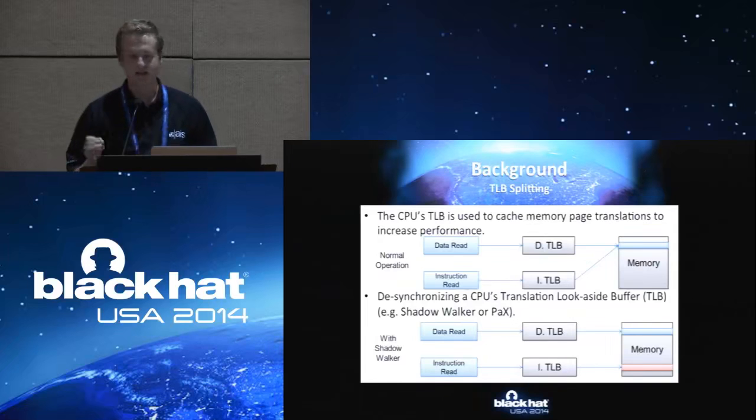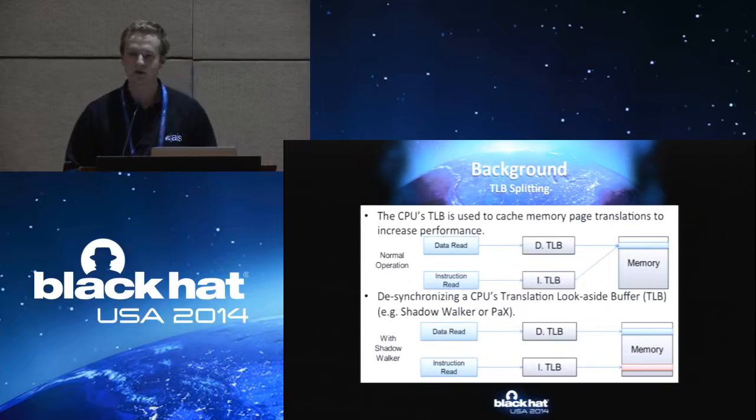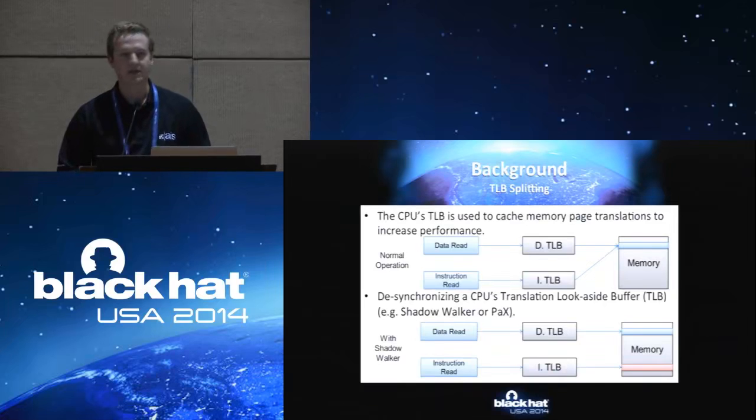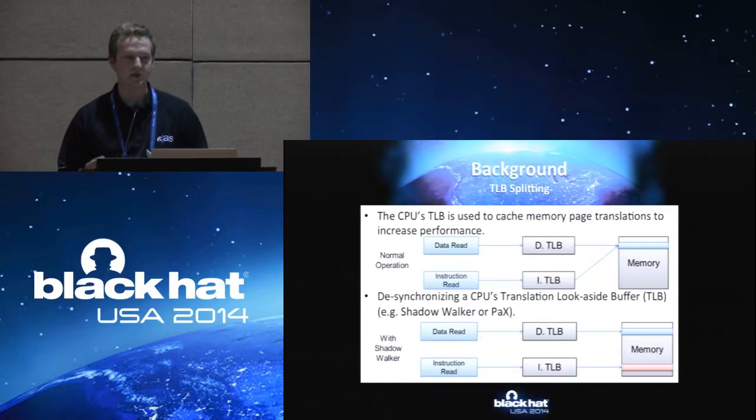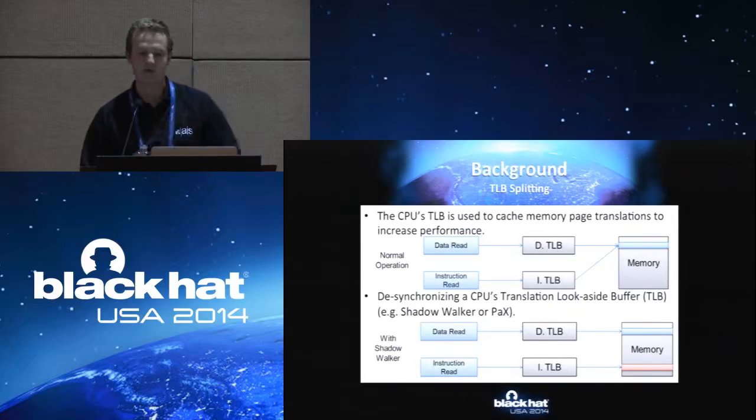What we're going to talk about today is desynchronizing or splitting the TLB. In Shadow Walker or PaX, you'll see in the second diagram that your data TLB will point to a different region of memory than your instruction TLB. This gets into more of a Harvard architecture. If you play with some embedded stuff, the AVR is a Harvard architecture. What might be at pointer 1000, if you read it as data, would be different than if you actually jump to it. And you'll see how this is used for both good and ill throughout the talk.